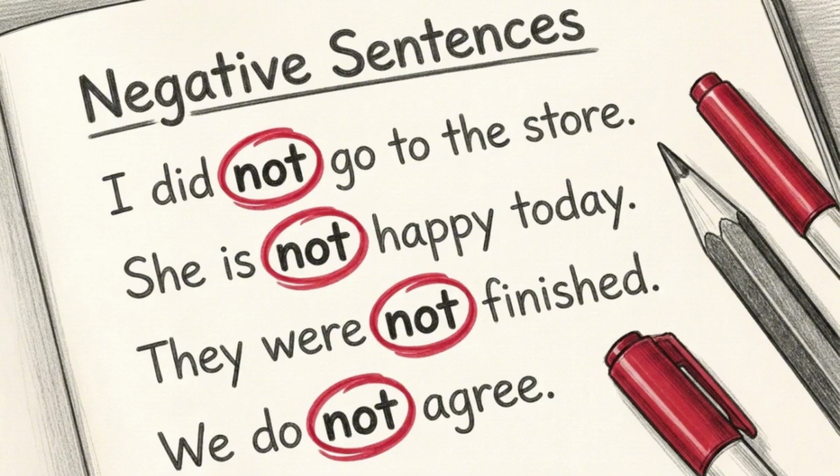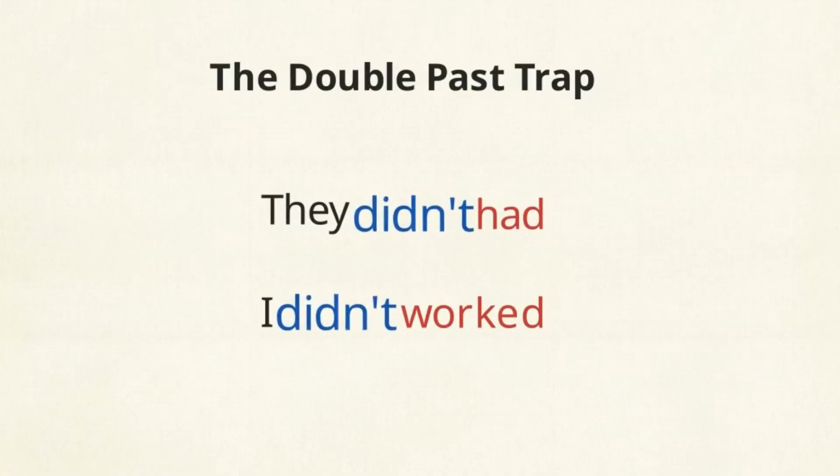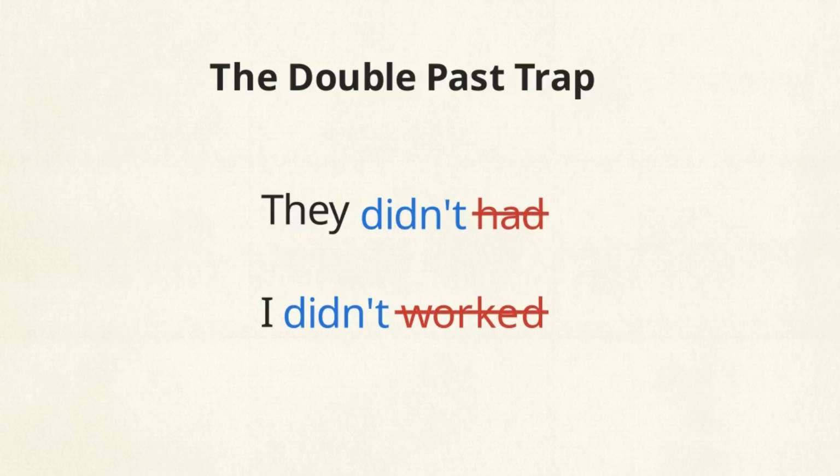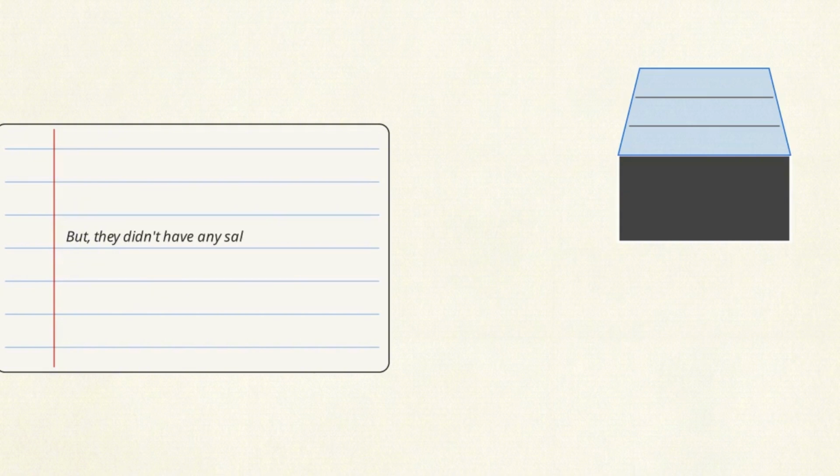We will add detail to the story by explaining something that did not happen, which means we need a negative sentence. The formula for a negative past sentence is the subject plus the word didn't plus a base verb. Watch out for the double past trap. Didn't already establishes the past tense, so your main verb must return to its base form. You say didn't have, not didn't had. Now write your fourth sentence. But they didn't have any salami.